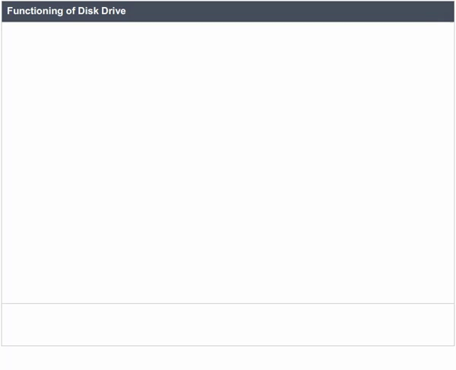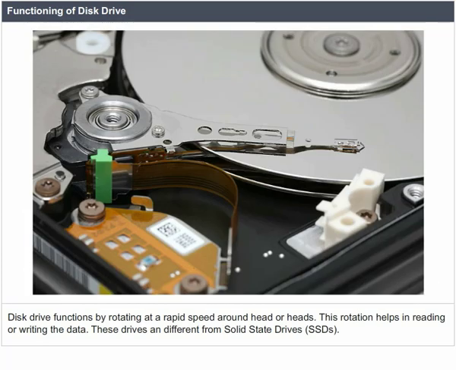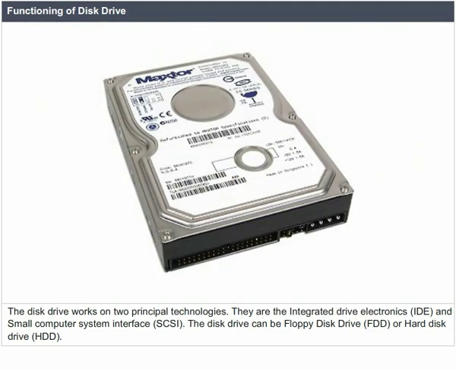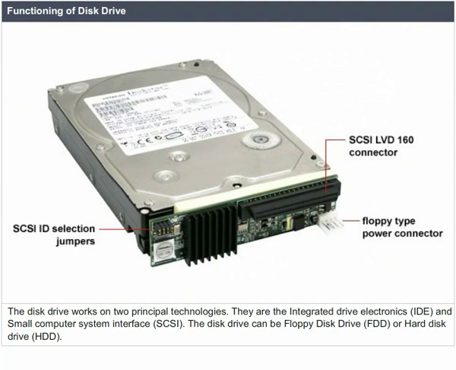Functioning of disk drive. A disk drive functions by rotating at a rapid speed around a head or heads. This rotation helps in reading or writing the data. These drives are different from solid-state drives. SSDs carry no movable parts and offer great performance, but they cost more than disk drives and offer less capacity. The disk drive works on two principal technologies. They are Integrated Drive Electronics (IDE) and Small Computer System Interface (SCSI). The disk drive can be a floppy disk drive or a hard disk drive.